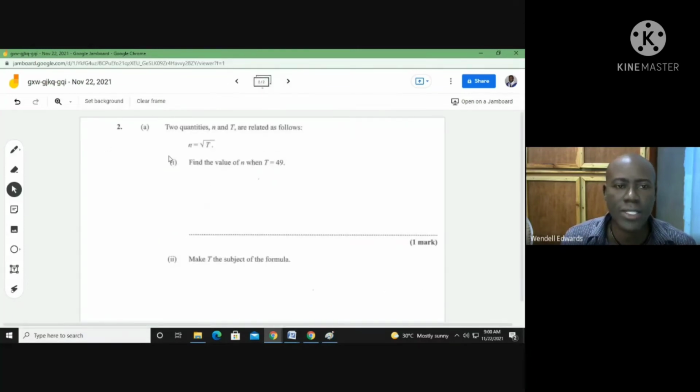So in this next question here, we have two quantities, n and t, related as follows. So we have n is equal to the square root of t, and they're saying find the value of n when t is 49. All right. So basically, our intention is to find the value of n when t is 49. Remember that we are told that n is equal to the square root of t, but t is now 49.